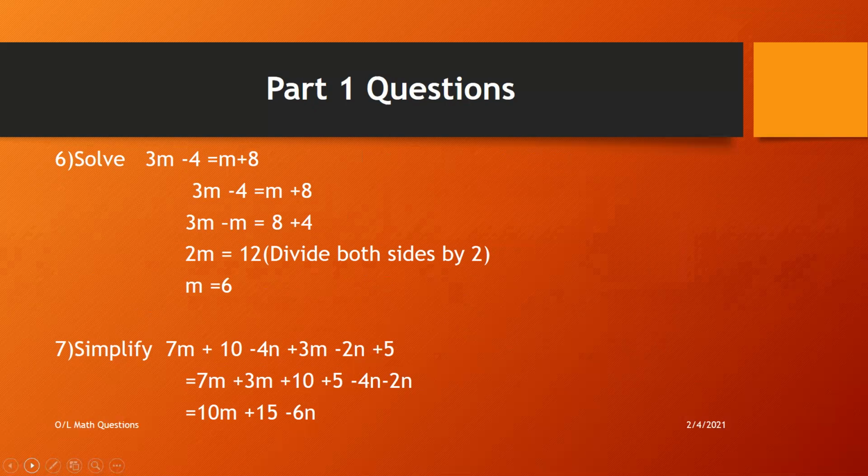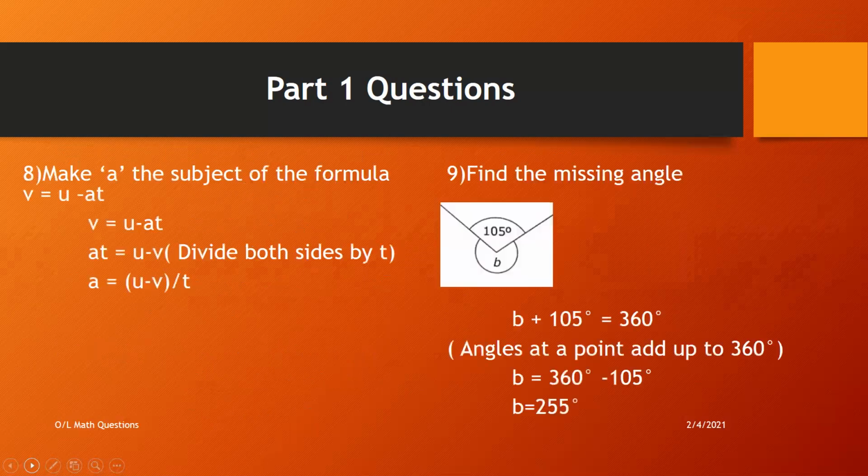Seventh question, you have to simplify this expression. Now, in the next step, I have taken the like terms together. 7m plus 3m, 10 plus 5, negative 4n, negative 2n. 7m plus 3m, it's 10m. 10 plus 5, it's 15. Here, the signs are same, so I can add and keep the same sign. Negative 4n, negative 2n, I will get negative 6n. I cannot simplify this expression further, so this will be my final answer.